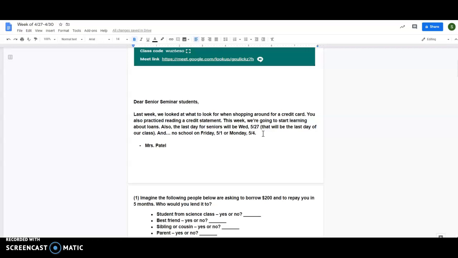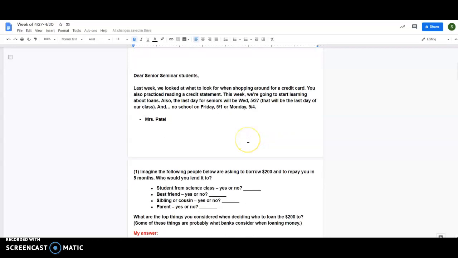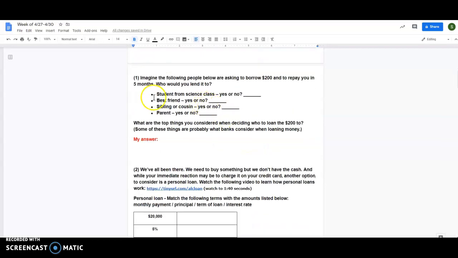Okay, so last week we talked about credit cards, and this week we're going to be talking about loans. So first you're going to think about who you would loan money to and how you would determine who you would loan money to. Like, what are things that you think about before giving money?